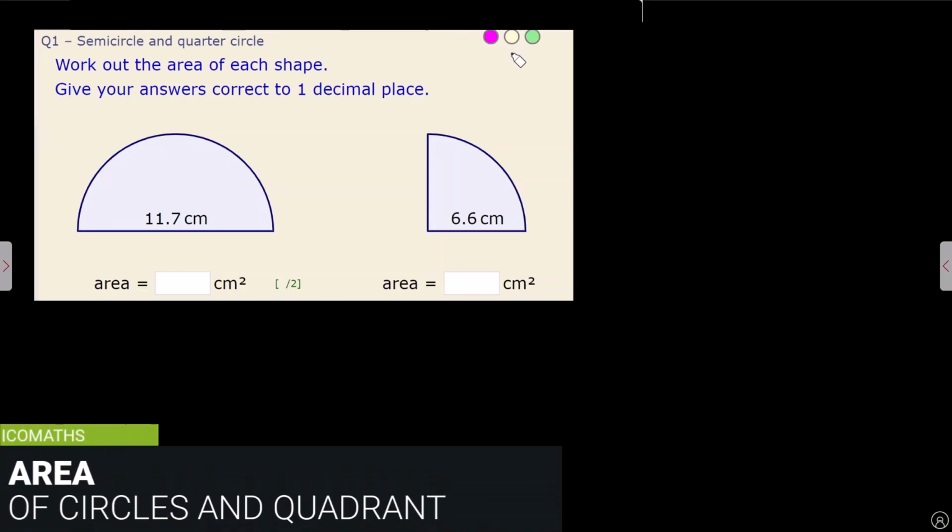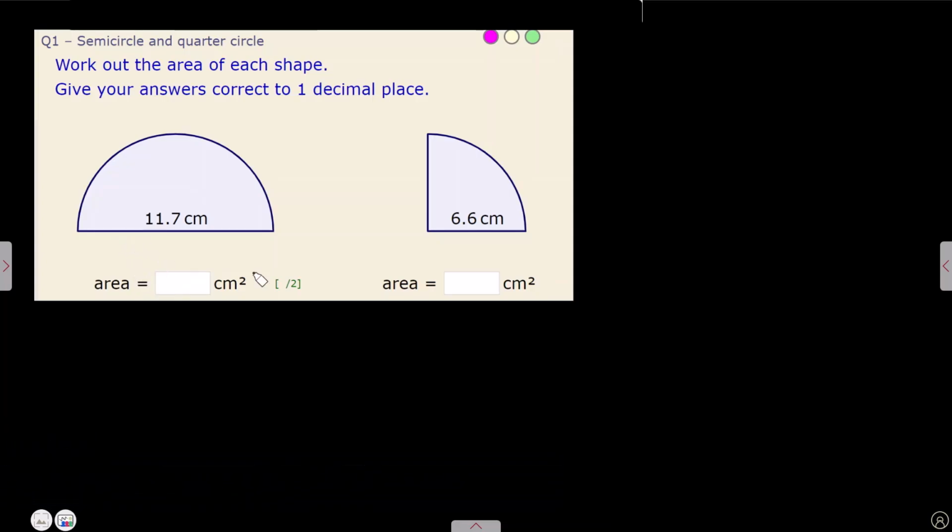Okay, so our question here: we want to work out the area of each of these two shapes. First, we have a semicircle and we need to work our answer correct to one decimal place. The way to work out the area of a semicircle is to work out the area of a full circle first, which is pi r squared. And of course, because this is a semicircle, you divide this by 2.